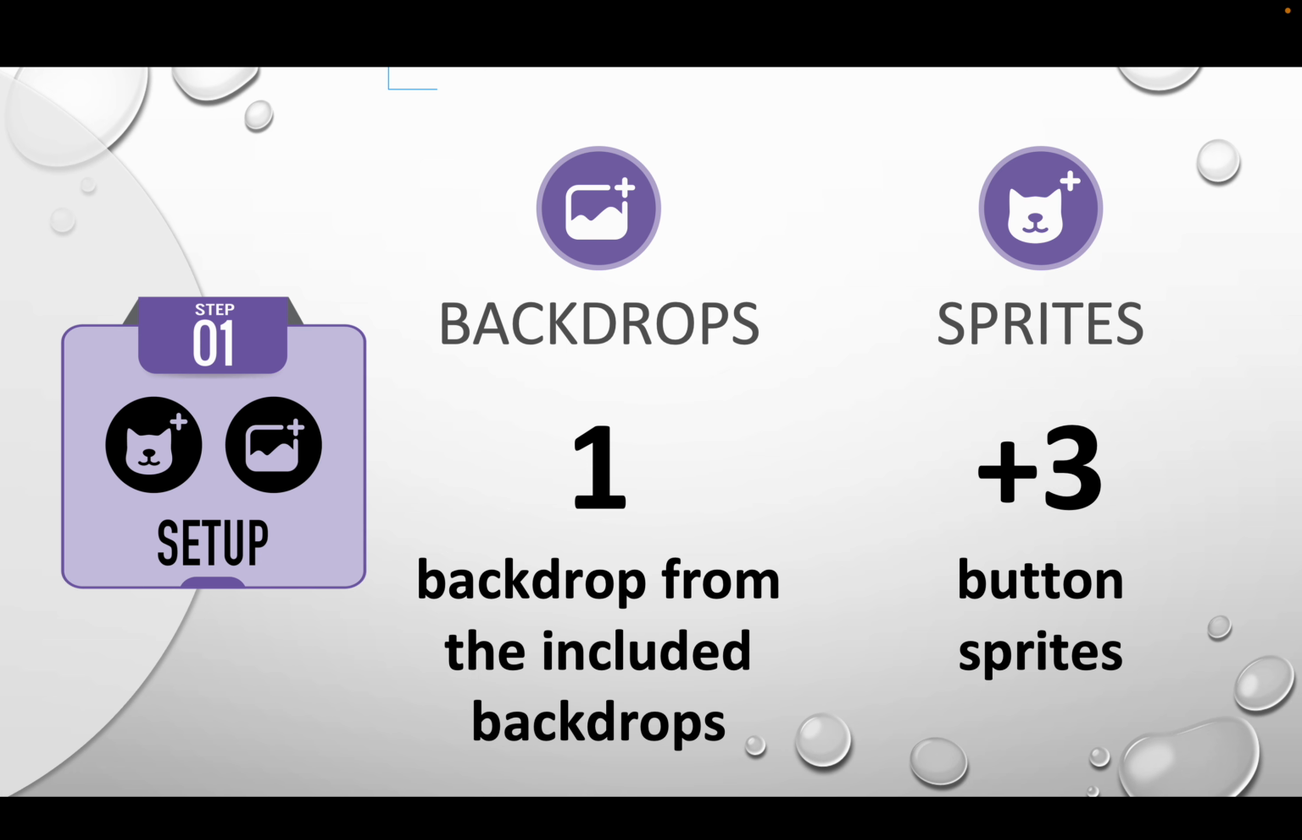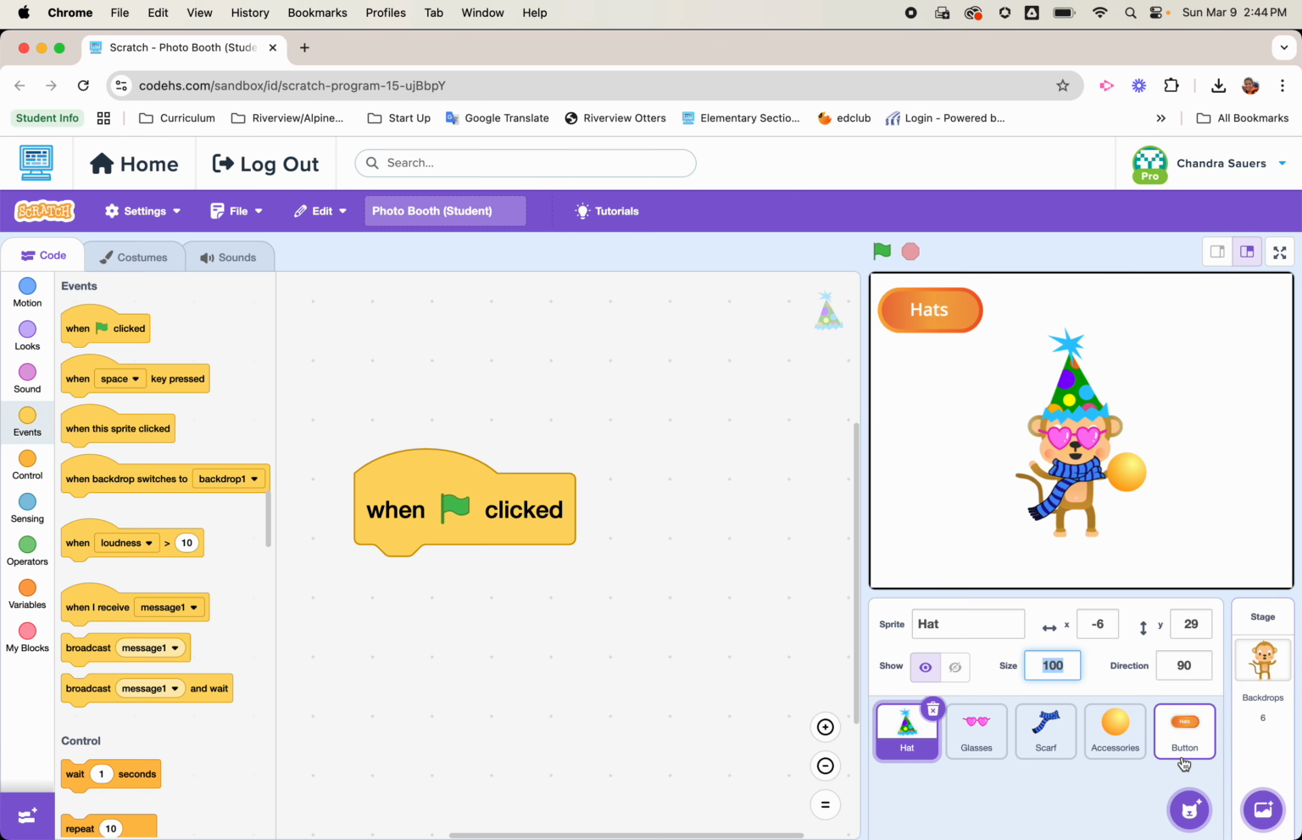I like how you'll see that I have my steps on a circle here. And I would tell the kids, okay, we're going to set up, we need one backdrop and we need to add 3 button sprites. So what I do is I go back to it. I build out my other button sprites. They watch me do it. I talk it through. I say, I'm going to right click right here, hit duplicate.